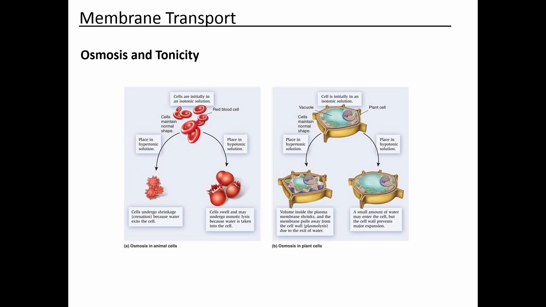When you put a plant cell into a hypotonic solution, pretty much nothing happens, because the cell wall will prevent the cell from expanding to a point where it's going to explode. Basically, it will prevent it from expanding at all. So a plant cell is not going to explode when you put it into a hypotonic solution.